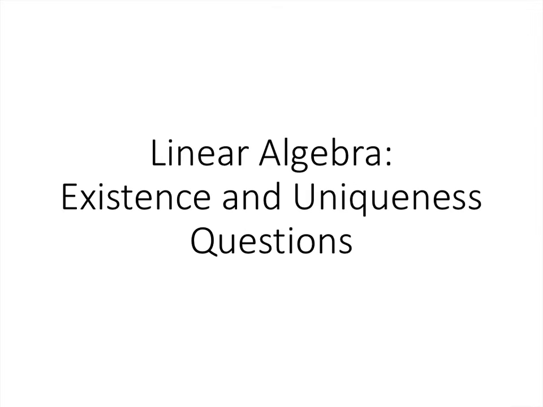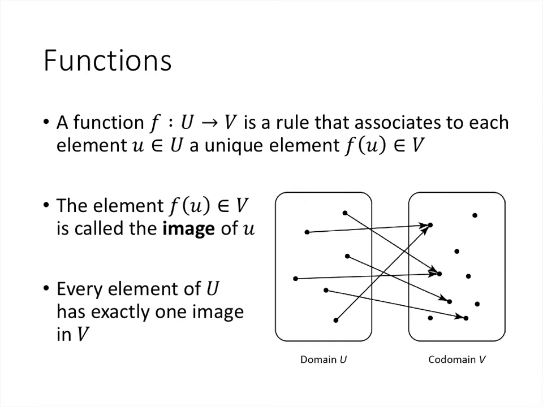In this lecture, we're going to talk some more about linear transformations and answer some existence and uniqueness questions. Before we get to that, though, I want to talk generally about functions. So when we have a function, we have a domain and a codomain. And the notation we use here is the name of the function, in this case, f.